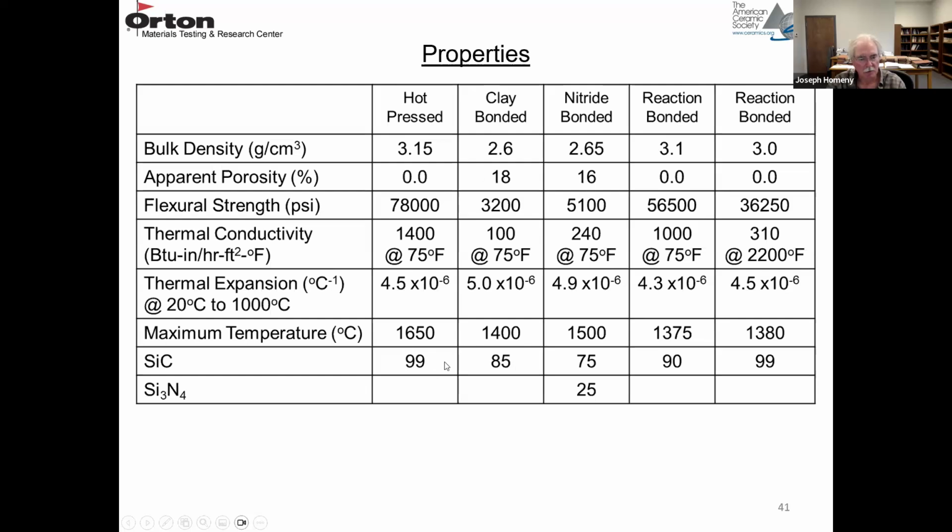Hot pressed was a high purity, 99% silicon carbide. This reaction bonded was 99%. This one had more impurities, 90%. The nitride bonded material, the matrix here is 25% silicon nitride, and the aggregates of silicon carbide are 75%. And the clay bonded is 85% silicon carbide, and then the balance would be their fire clay.